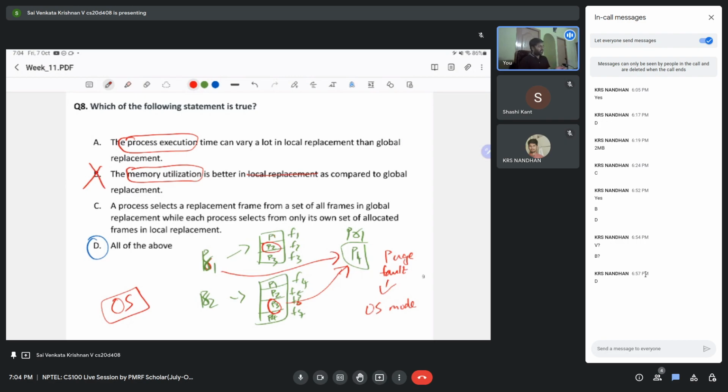Now coming to process execution time. Say I'm running process 1 now, and it takes 5 seconds. After some time, if I rerun process 1 again, it should take mostly the same 5 seconds or something.